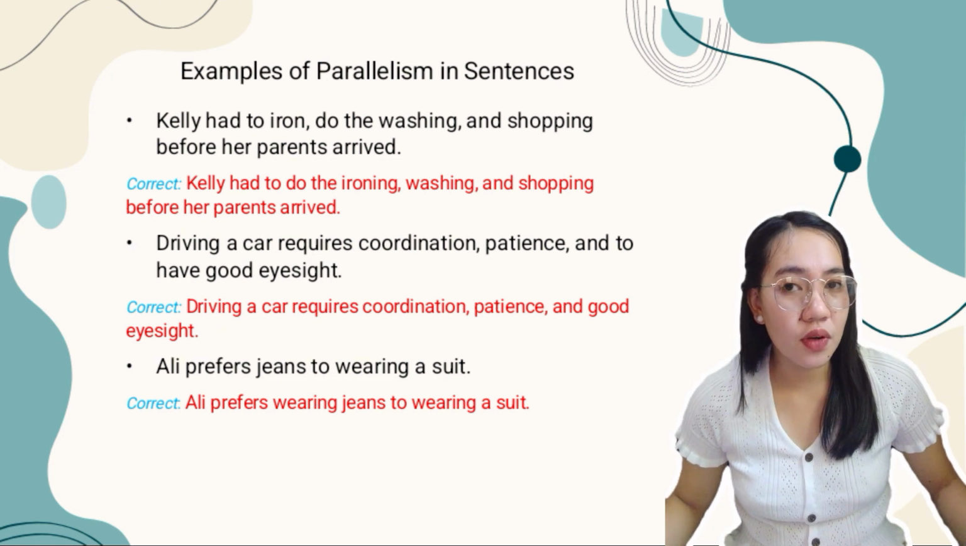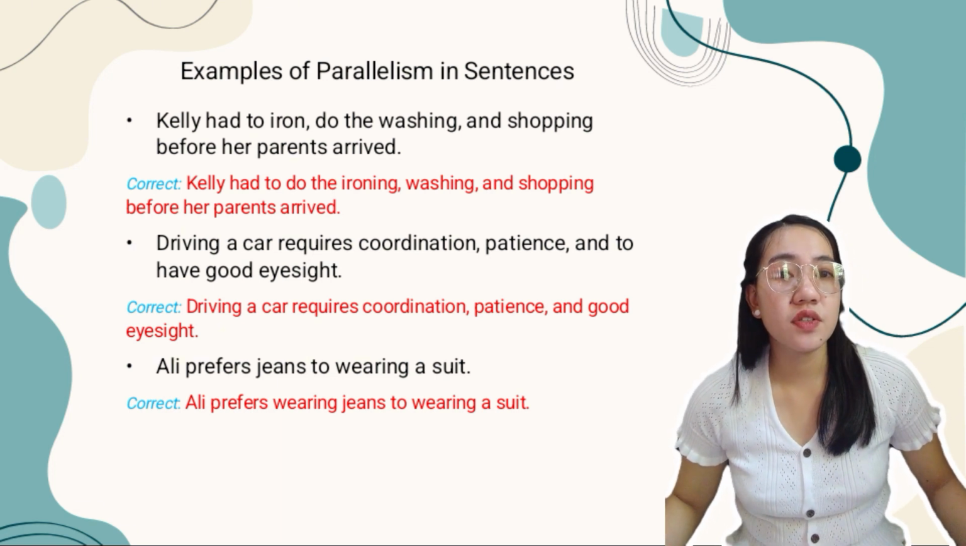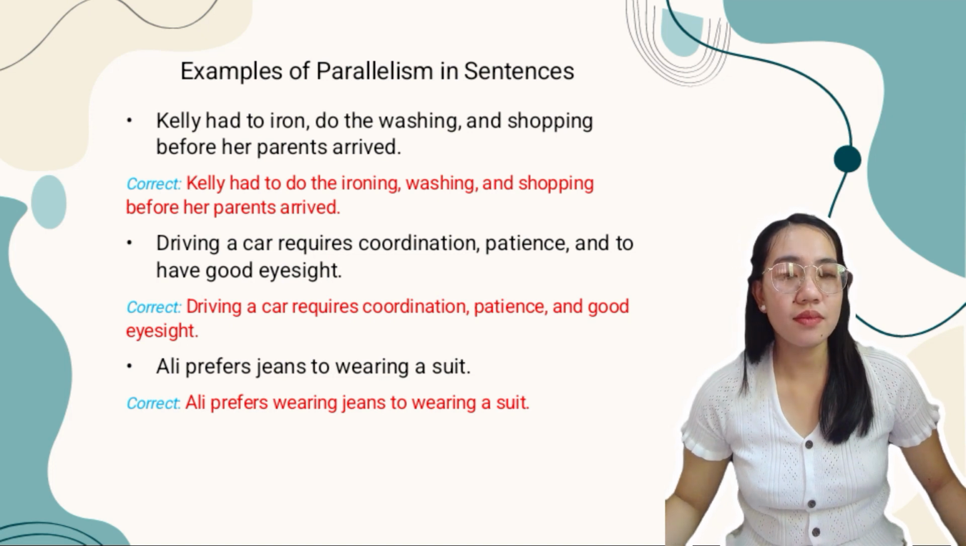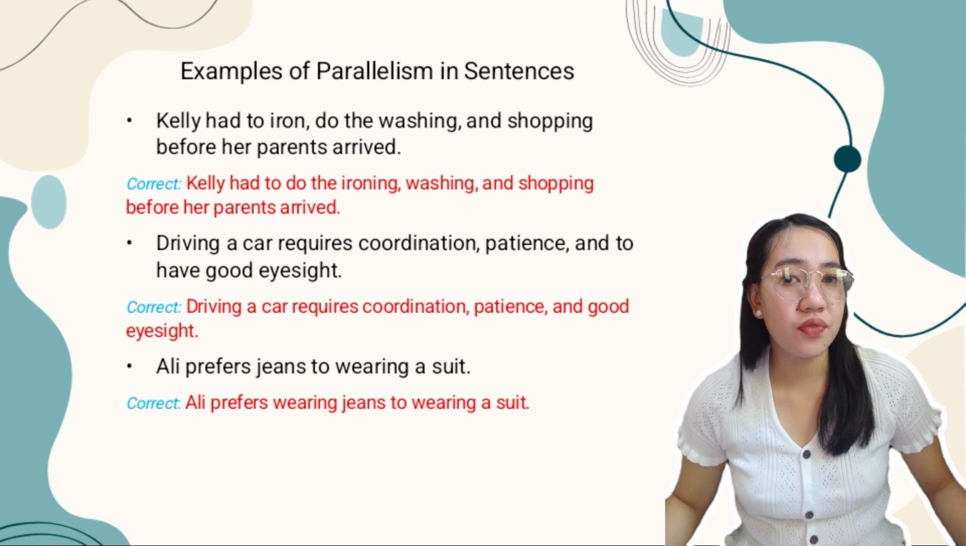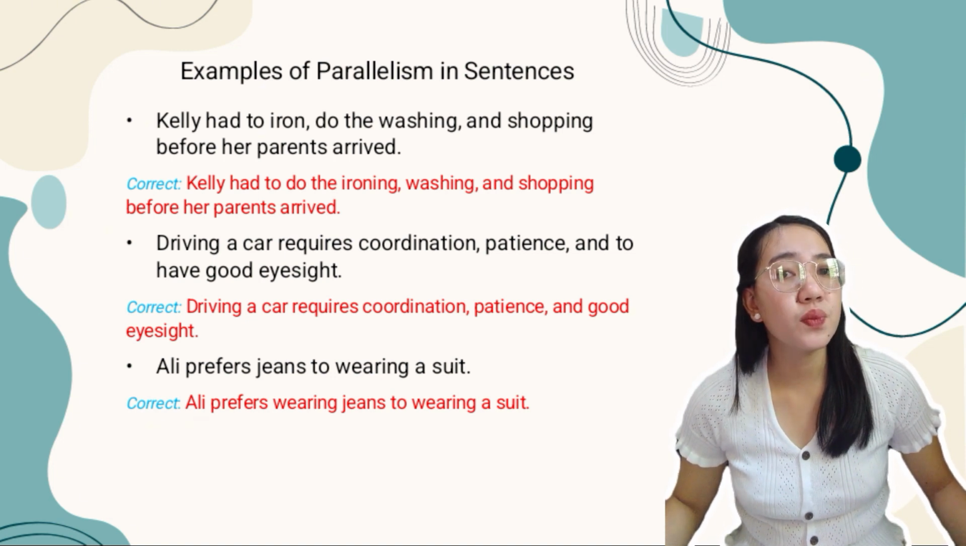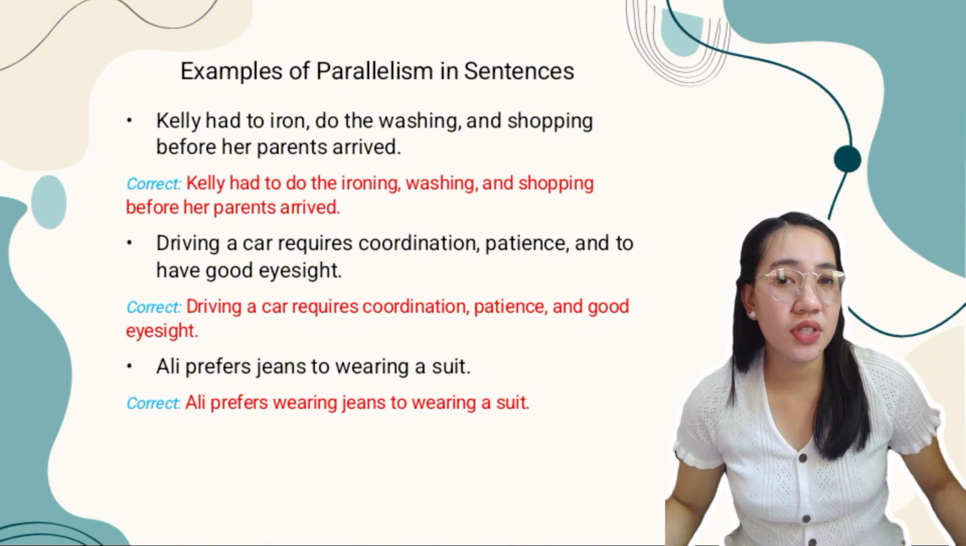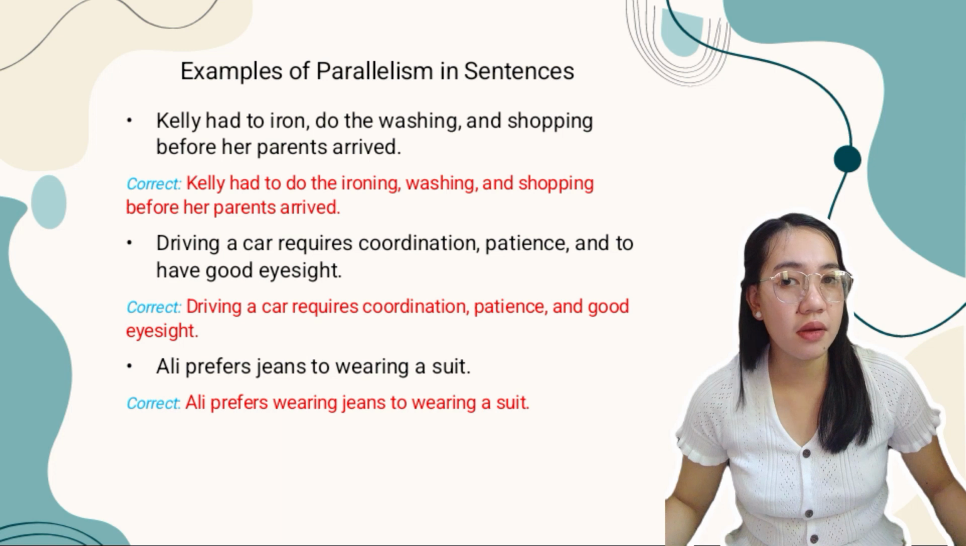In the first example, three different verb forms are used. In the second and third examples, the writer begins each sentence by using a noun, the words coordination and jeans, but ends with a phrase, to have a good eyesight or wearing a suit. Now, read the same three sentences that have correct parallelism.